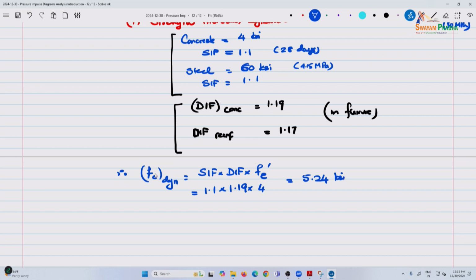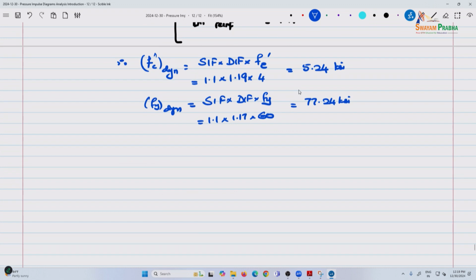And Fy dynamic is again your SIF multiplied by DIF multiplied by Fy. So, it is 1.1 multiplied by 1.17 multiplied by 60. So, this is 77 point something. So, you can correspondingly use your MPAs.